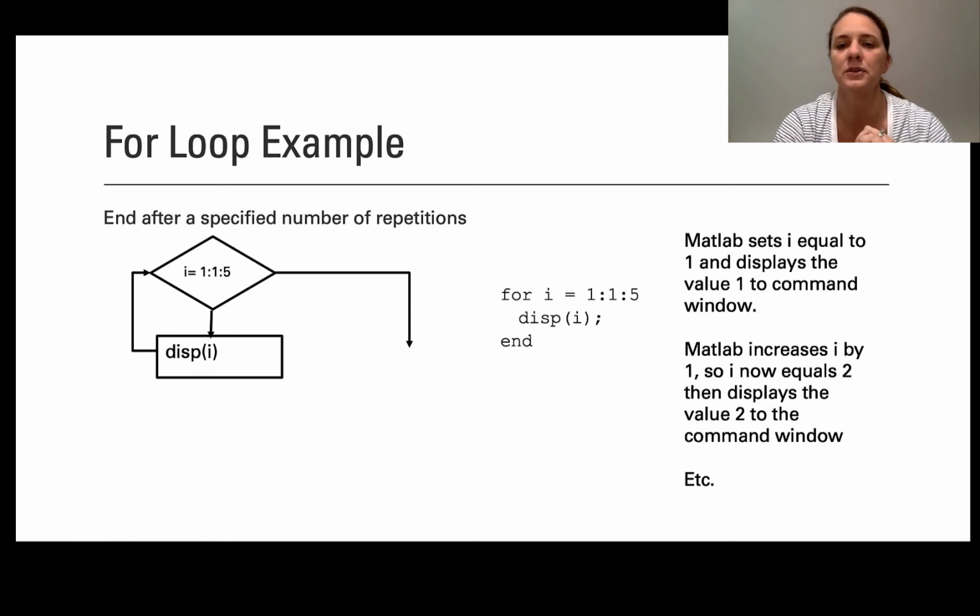MATLAB is going to increase i, so i now equals 3. And a 3 is going to be displayed to the command window. And then a 4 will be displayed, and then a 5 will be displayed to the command window. After the 5 is displayed, MATLAB would loop back up, but when it increased i by the increment of 1, i would now be 6, which is greater than the end value given of 5, so the loop terminates, and it does not display 6.